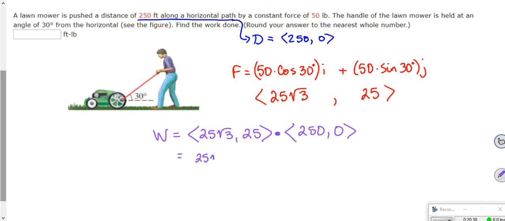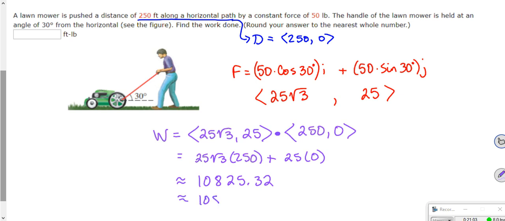So, again, 25 root 3 times 250 plus 25 times big fat 0. So 25 root 3 times 250 is approximately 10825.32. And I believe it said something about round your answer to the nearest whole number. So 10825 foot-pounds. All right. I hope that made sense.